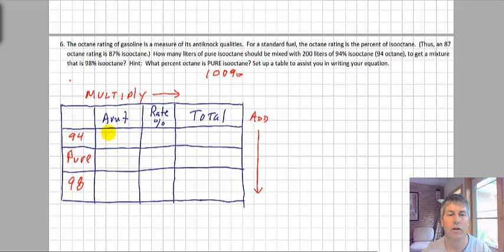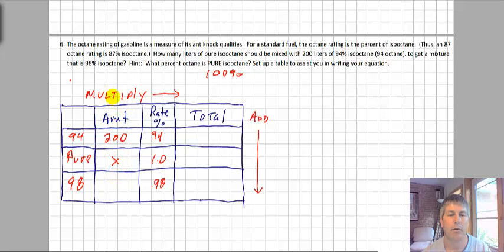So we're starting with 200 liters of 94%. So we can put 200 there. And the question is, how much pure isooctane should we add? So that's our unknown. That's X. Okay? And 0.94 for that. And that's going to be 1.0. And we want 0.98 at the end. So we've got a bunch of this filled out already.